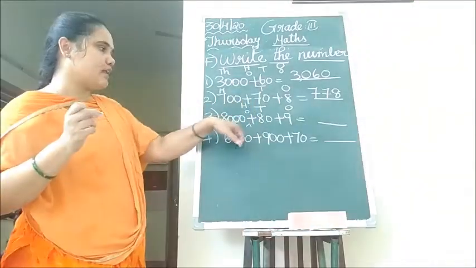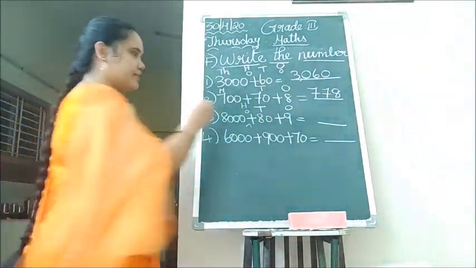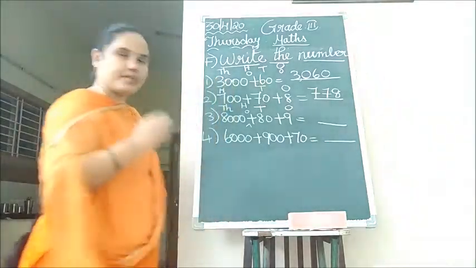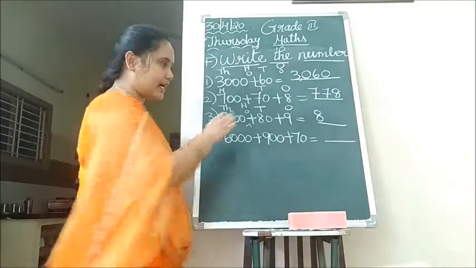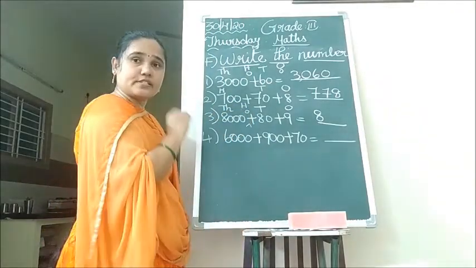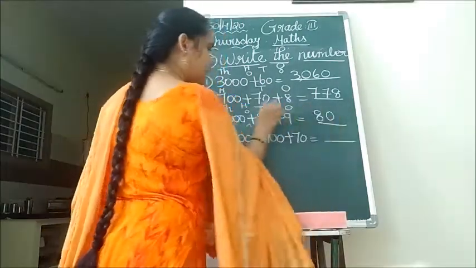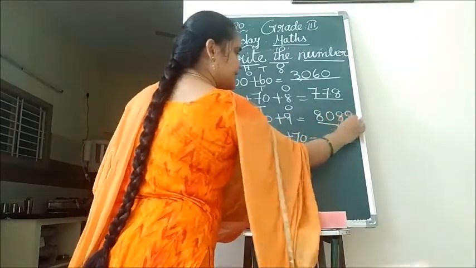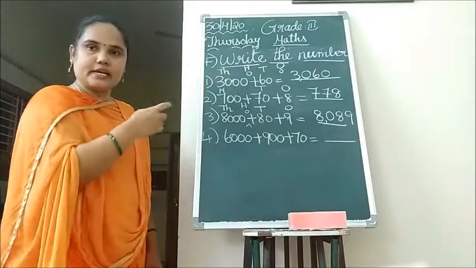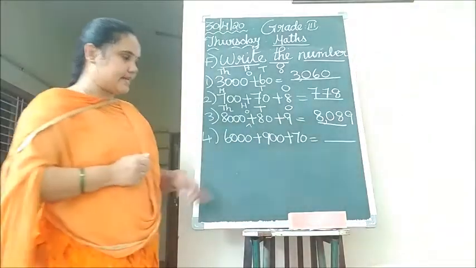Now see 8,000. How many digits? 4 digits. 4 digits means which place? Thousands place. Now form the number. How many thousands? 8,000. See, hundreds place is not given, so we write 0. How many tens? 8 tens. How many ones? 9 ones. So what is the number? 8,089.